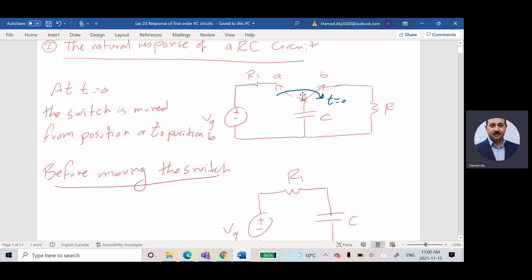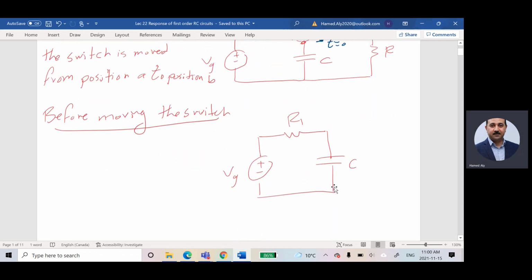I will try to leave this switch closed till the capacitor is fully charged. So what is the value for the voltage across the capacitor after being fully charged? It will be equal to VG. Based on that, I'm going to say if this guy is moved to close that part after t is equal to 0, I will imagine that after t is equal to 0, I'm moving that switch, which is after a long time.